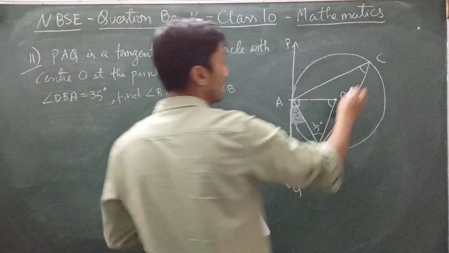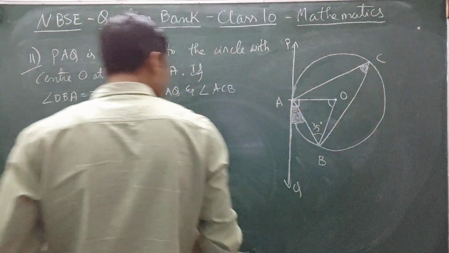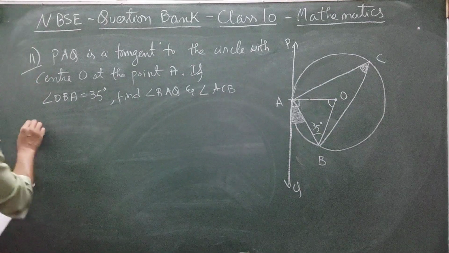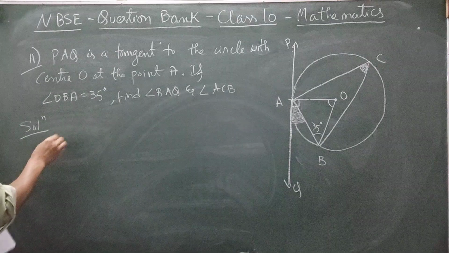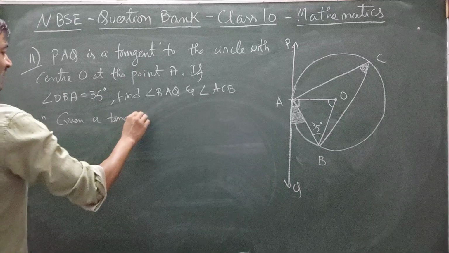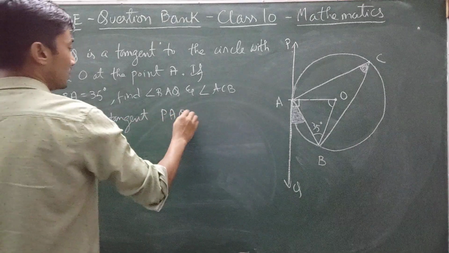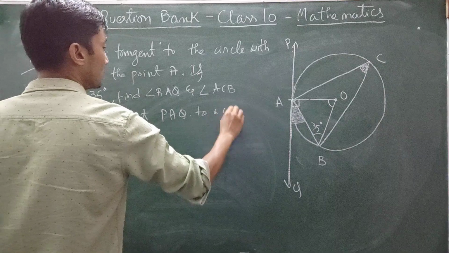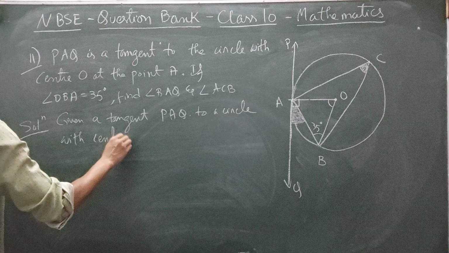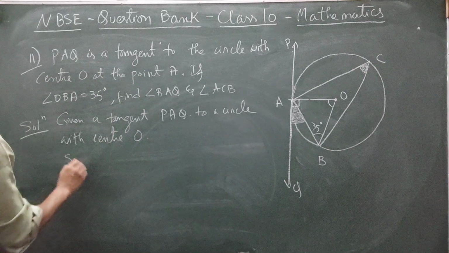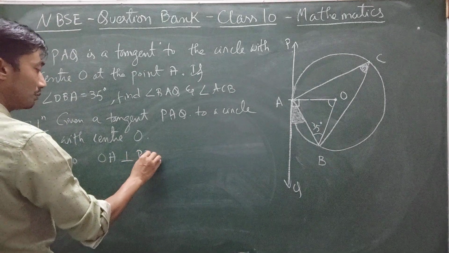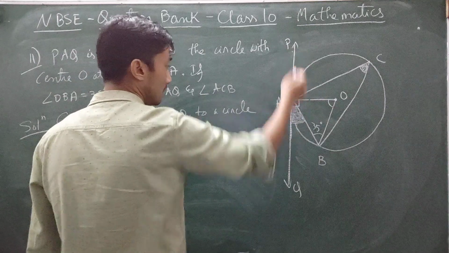And ACB. Okay, simple solution. Given a tangent PAQ to a circle with center O, OA definitely is perpendicular to PQ.